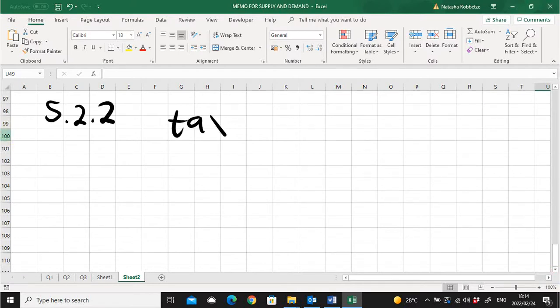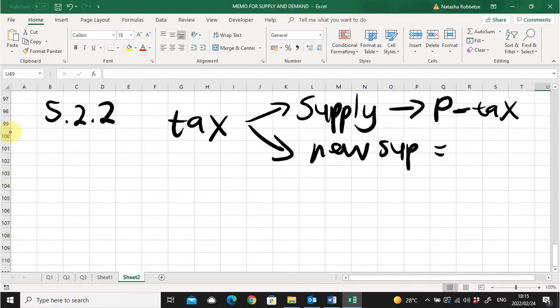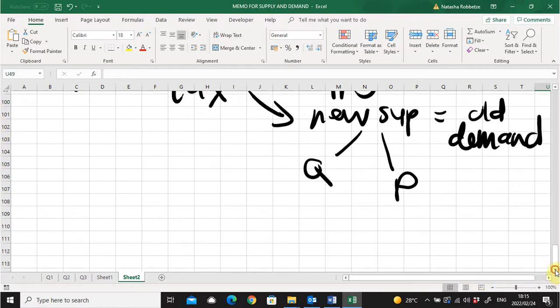Right, so what do we know about tax situations? Well, firstly, it affects our supply. How does it affect supply? We need to say P minus the tax. Then what do we have to do? We need to take the new supply and set it equal to the old demand. And when we do this, we need 2 answers. We need 1 answer for a quantity, 1 answer for a price, so that we can get to a new market equilibrium. Right, so let's first fix our supply now that it needs to be adjusted.